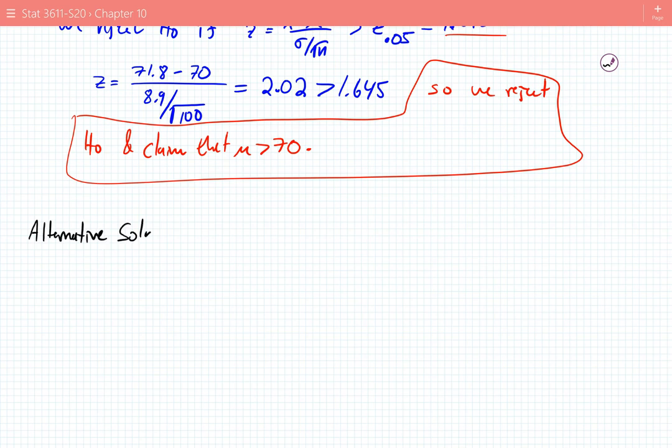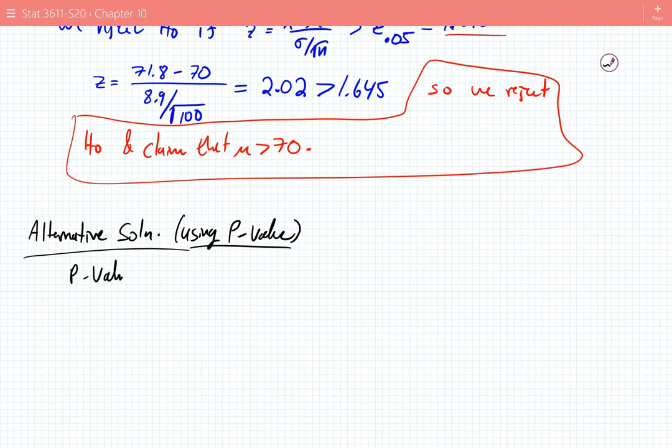And you might be saying, alternative solution? I mean, this is the hypothesis test. Well, yeah, there are alternative ways to reject your null hypothesis, and that is using what's called a p-value. Okay? So what is a p-value?